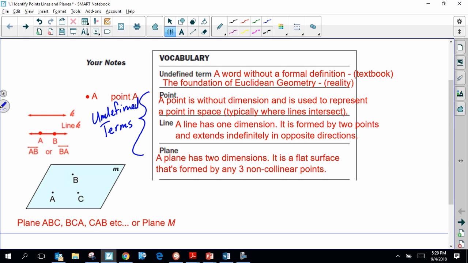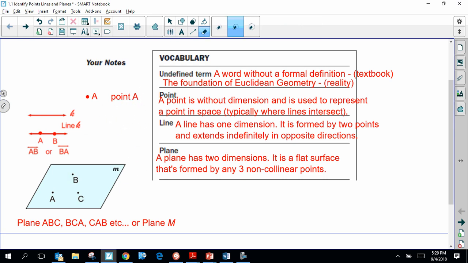Generally, what we think of as an undefined term in Euclidean geometry is these are the things that create everything else that we will study in a high school geometry course. So point, line, and plane are the only three undefined terms that we have in geometry, and we can actually prescribe a definition to them. So I'm not a firm believer in the textbook definition of a word without a formal definition.